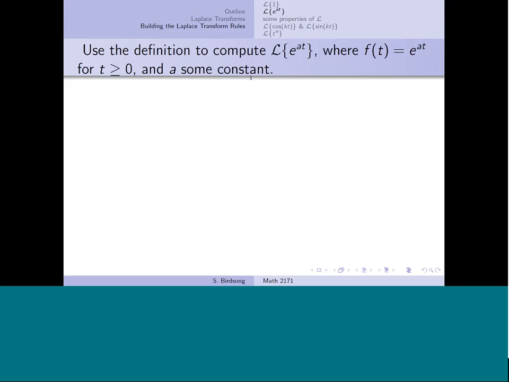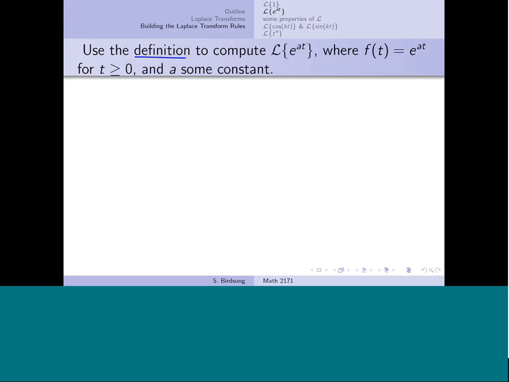So in practice, how would you use this? You might say, hey, I need the Laplace transform of e raised to the 2t. That's how you'd actually see it in practice. All right. So this one here, there are some key things to notice. It does say use the definition to compute this. So for us right now, we're going to go ahead and build to the rule.